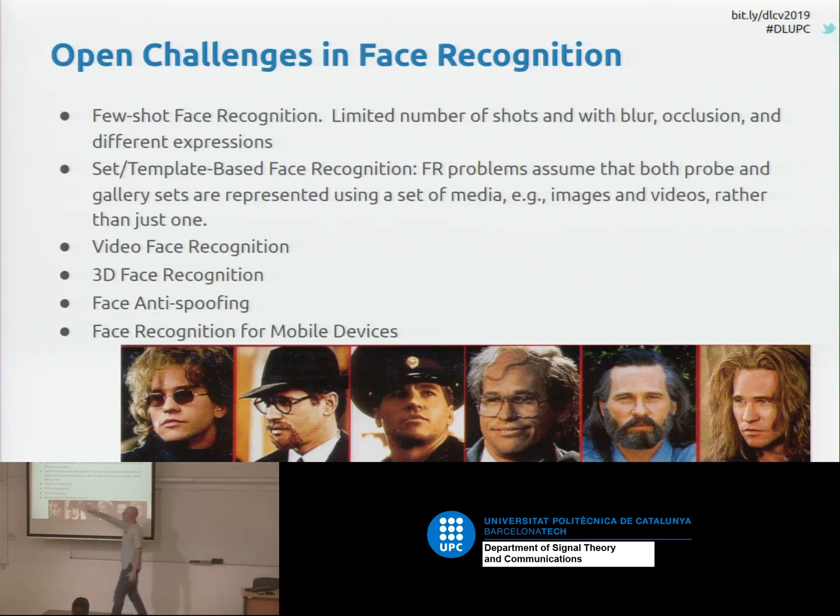Or 3D face recognition, because there are a lot of problems with cheating the face recognition system. You can put a picture in front of the face recognition system. To avoid that, we can rely on other systems like 3D face recognition. The problem is that for 3D face recognition, there is not a huge dataset with a lot of images. The number of images in 3D datasets is much smaller than for RGB images.